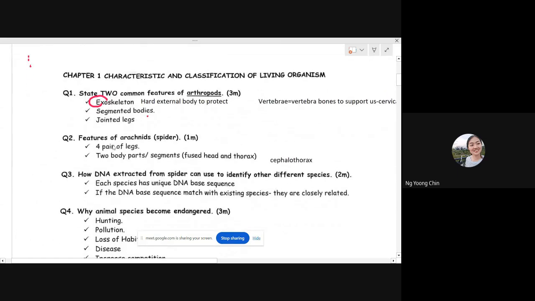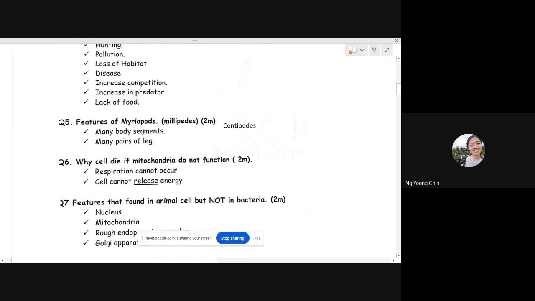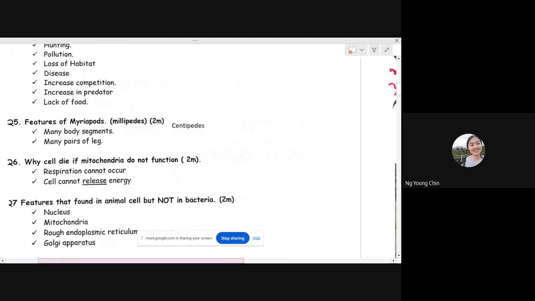In the arachnids, there are 4 pairs of legs. In the insect family, there are 3 pairs of legs. In myriapods, you are unable to calculate how many pairs of legs, so you just need to write there are many pairs of legs. It's enough already.